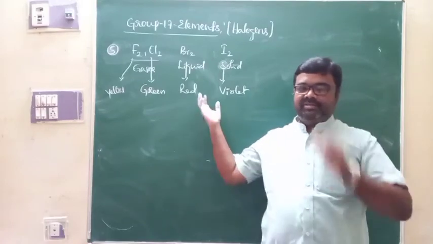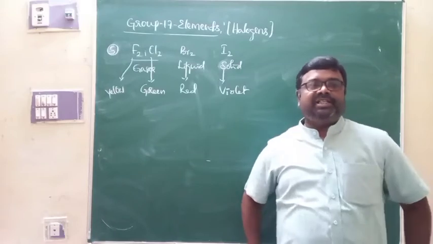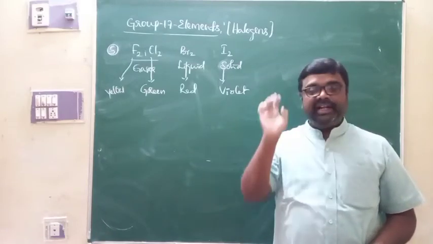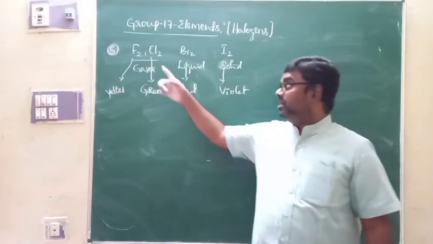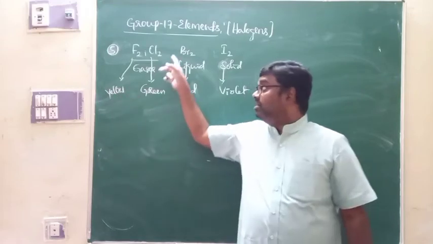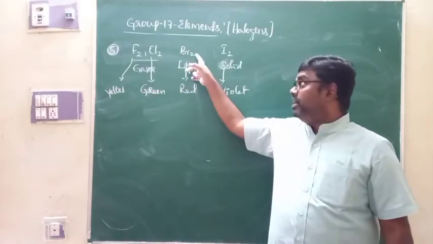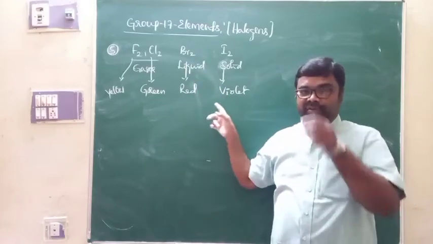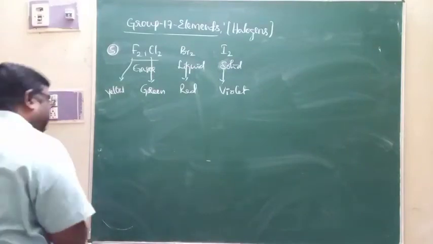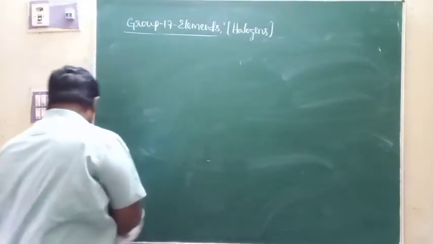it is because these halogens, when exposed to sunlight, absorb radiations from the visible region of the electromagnetic spectrum and thereby emit radiations in the visible region. Fluorine emits radiation in the yellow region of the VIBGYOR. Chlorine emits radiation in the green region, bromine in the red region, and iodine in the violet region of the VIBGYOR. So that is what we call the colors of the halogens.